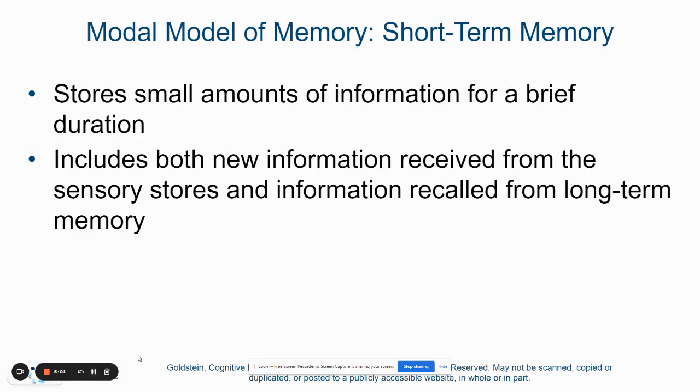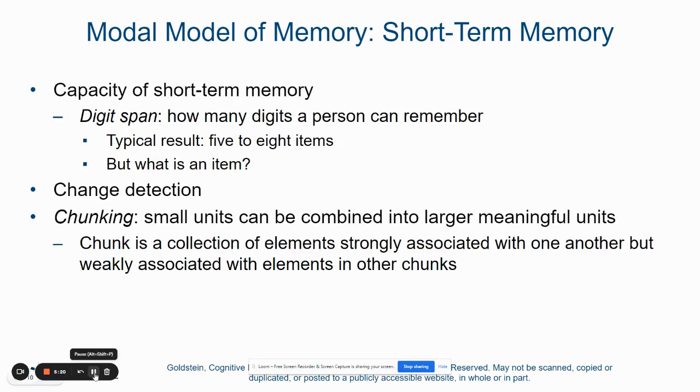When it comes to our short term memory, it stores small amounts of information for a brief period of time. Again, for 15, 20, maybe 30 seconds. This could be information that is new to us and received from our senses, or information that could be recalled from long term memory. The capacity of short term memory is actually very short. That's why it's called short term.